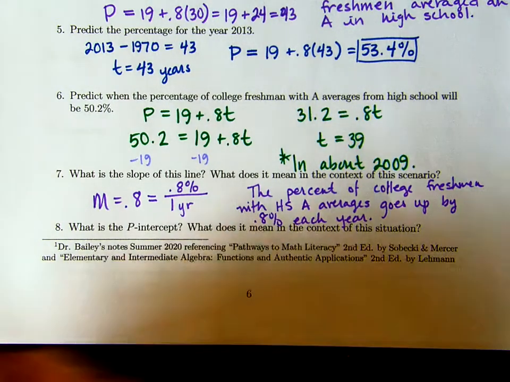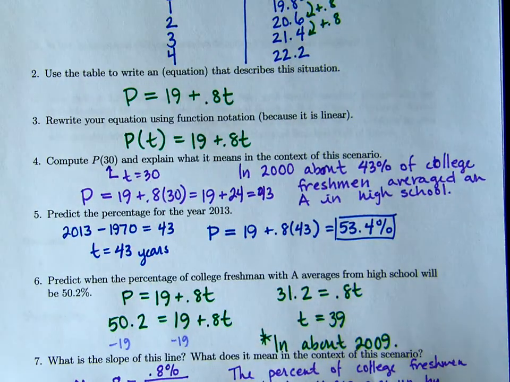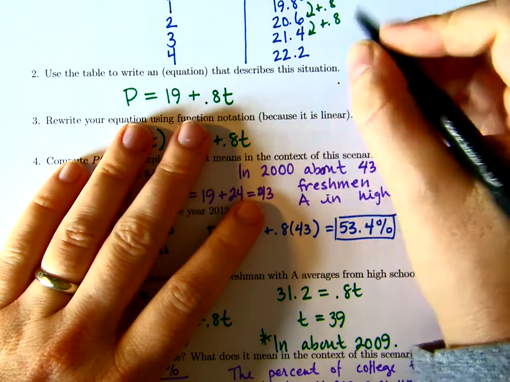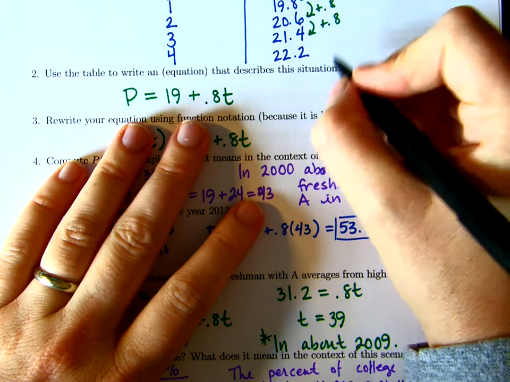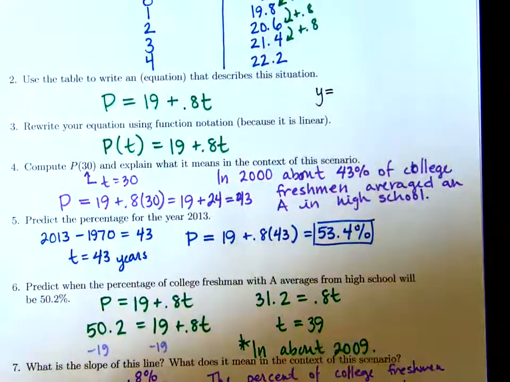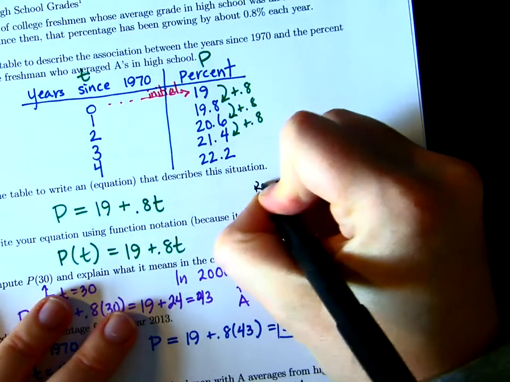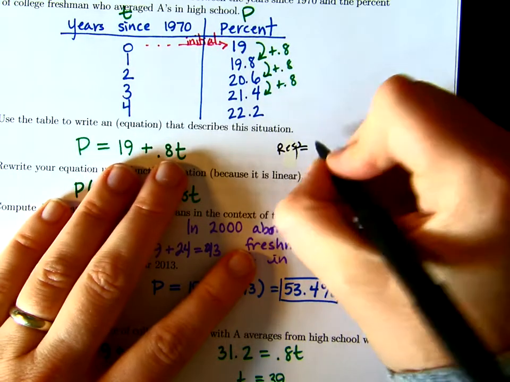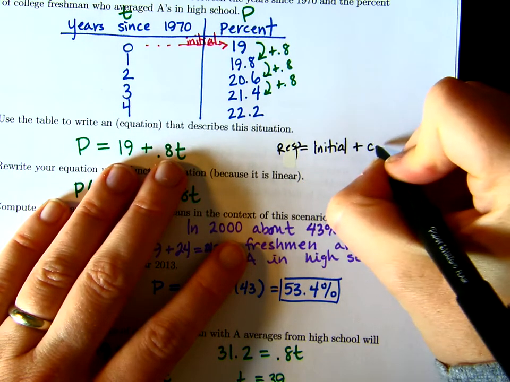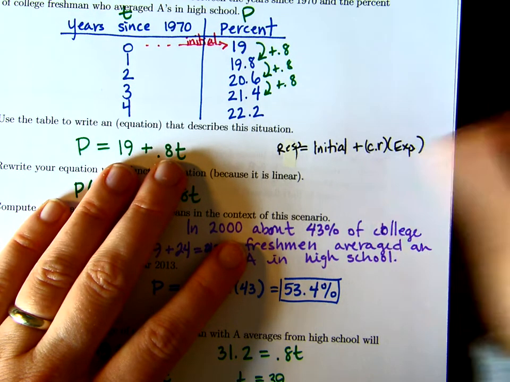Oh boy, now I have to go back and think. Okay, I'm going to rewrite this. What was it? It looked like, so y equals the response variable. I would prefer it with response, actually. The response variable is equal to the initial plus the constant rate of change times the explanatory variable.